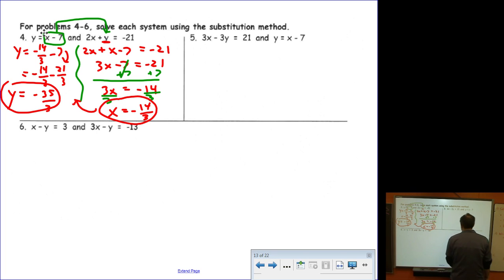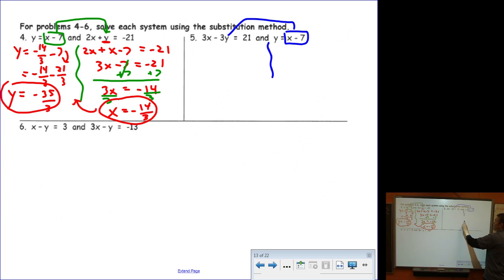Number 5. I would take what y equals and I would substitute it into the other equation in place of the y. So when I rewrite this other equation, it's going to be 3x minus, I've lost the board for a second. Hopefully it'll come back to me.